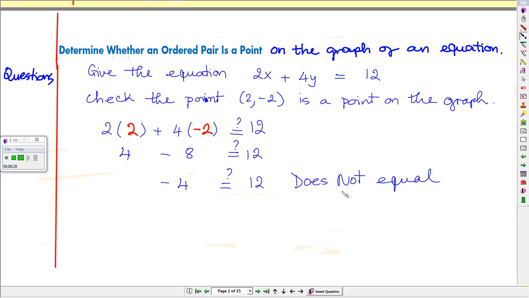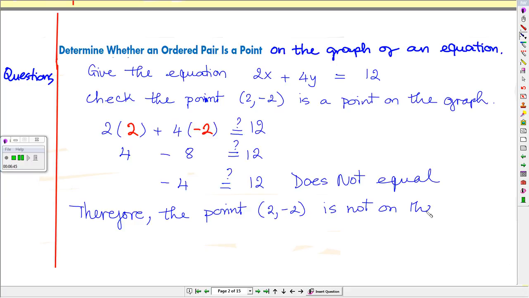So since negative 4 does not equal 12, we can conclude, therefore, the point (2, -2) is not on the graph of the equation 2x plus 4y equals 12.